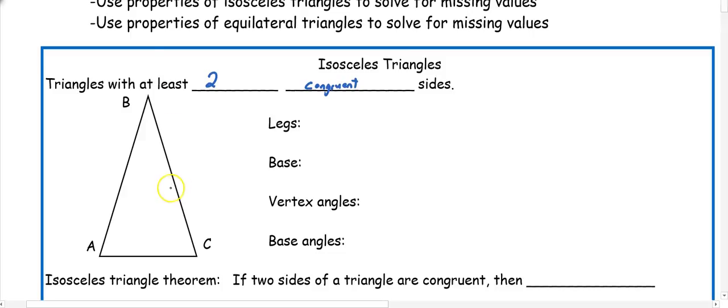So we have our legs, which are the congruent sides. So we have a leg and a leg. The legs are the two congruent sides. The base then is the non-congruent side.